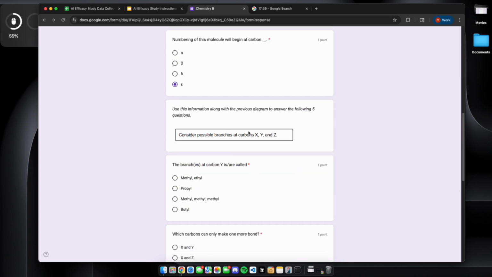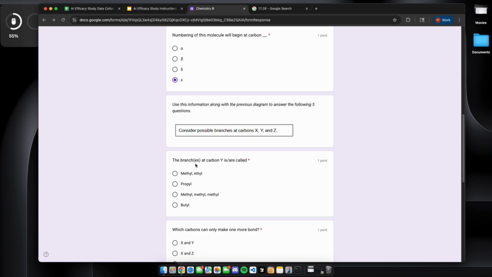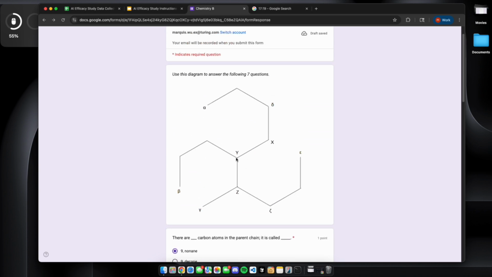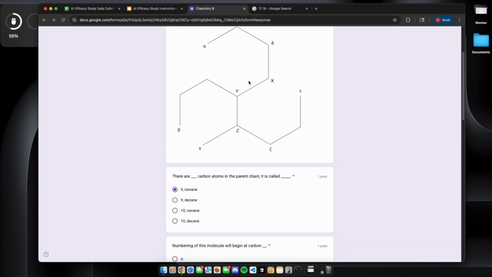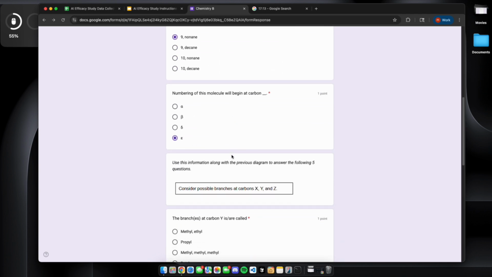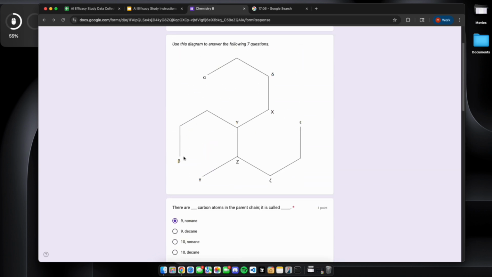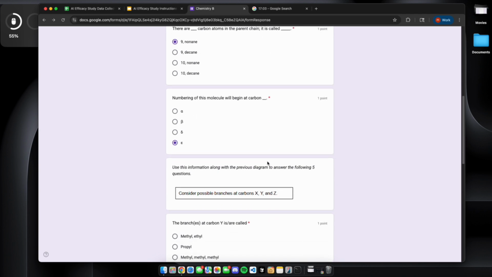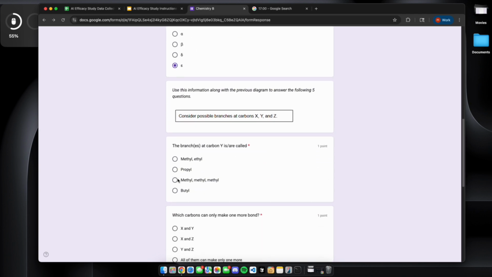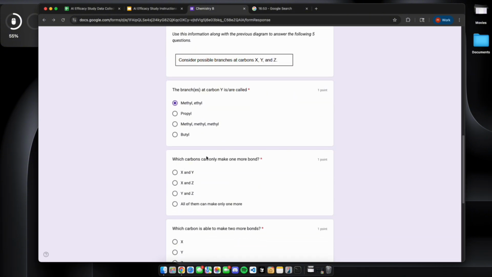Okay. Use this information along with the previous diagram to answer the following 5 questions. Consider possible branches at carbons X, Y, and Z. The branches at carbon Y are called... So at carbon Y, there's this X and this B here. I think one of them has to be 1, 2, 3, 1. Should be methyl and ethyl, if I remember correctly from studying.